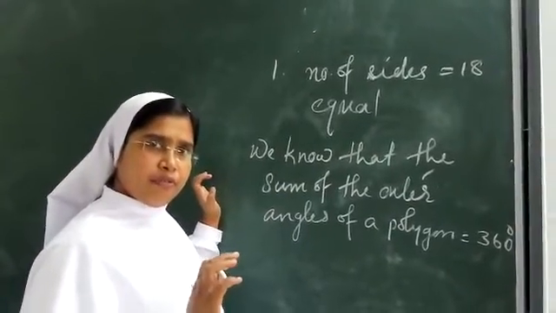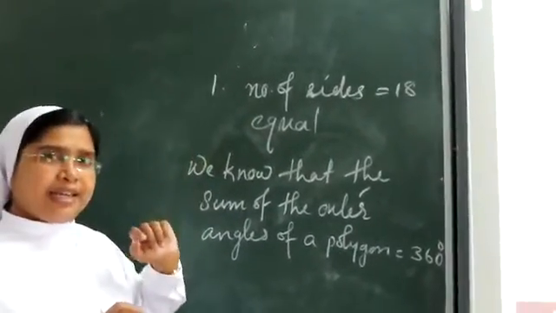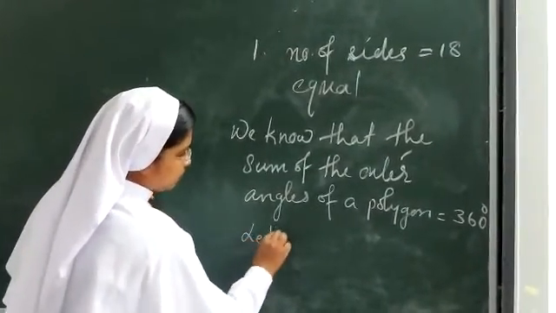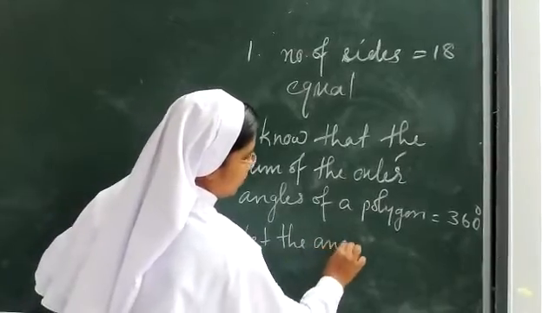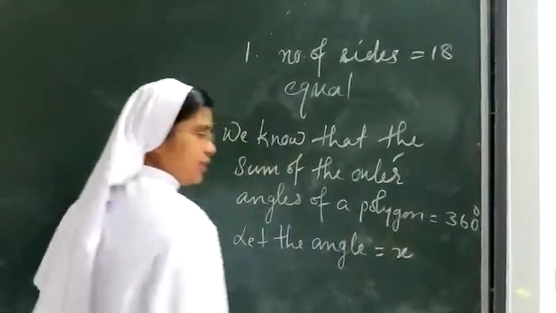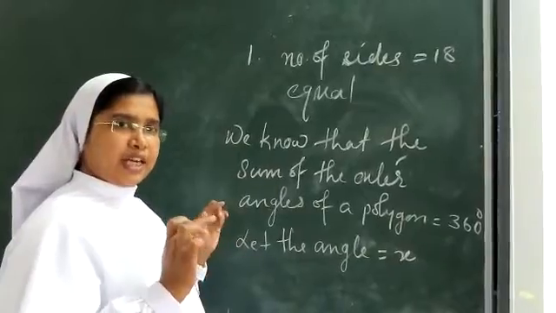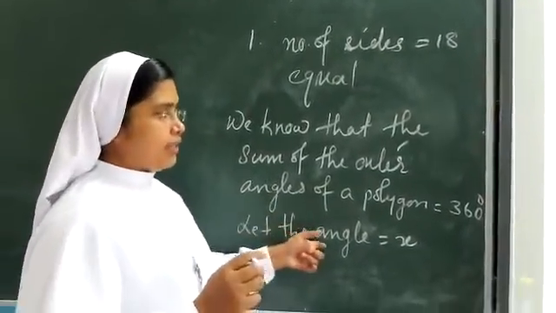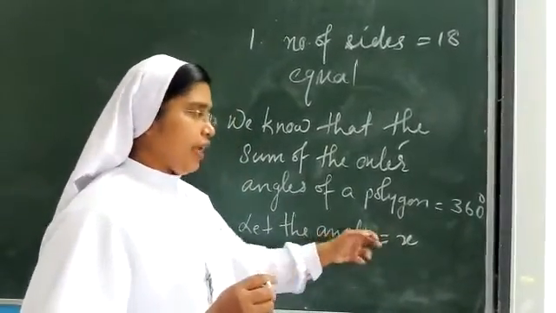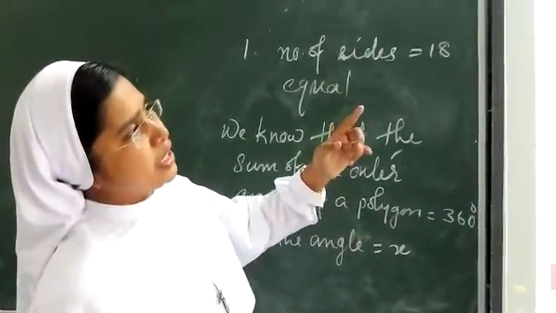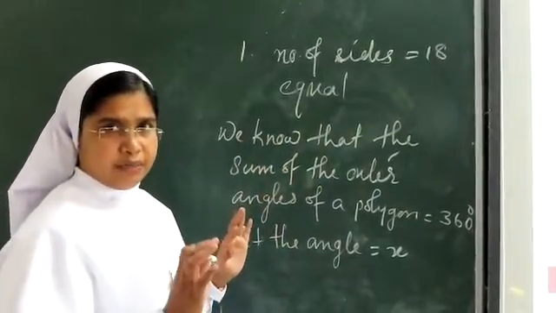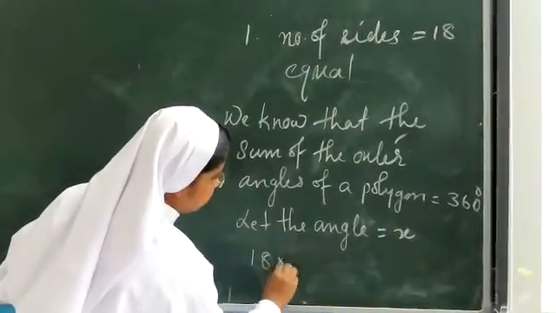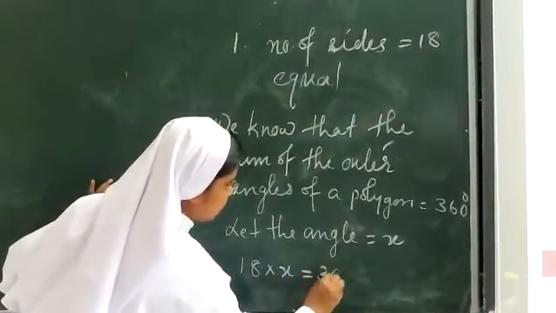Do we know any angle? We do not. But we know how many sides there are: 18 sides. So how can we find out? Let the angle be x. We have studied in equations: when we do not know the value of something, we call it x. So we do not know the angle, we are calling it x. Why? Because each of the angles is equal, so each angle will be the same. So we can write: how many sides are there? 18 into x is equal to 360.